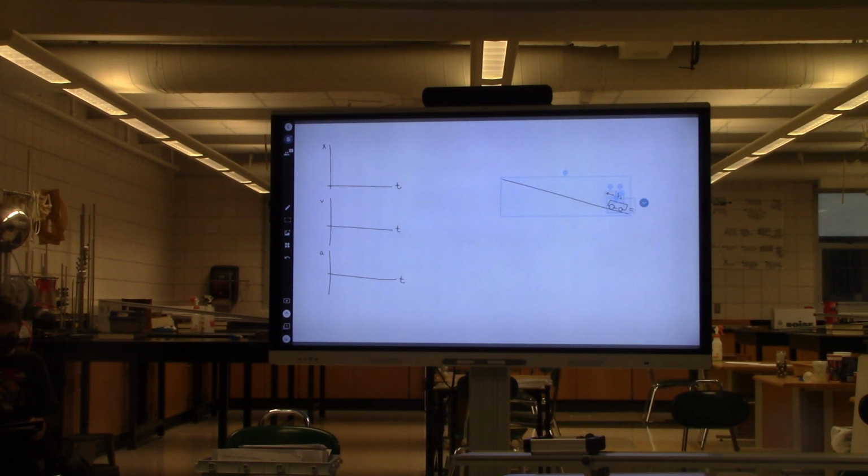All right. Remember, the far left side of the ramp is 0 position. The far left side of the ramp is 0 position. No. The far left. The far left side of the ramp is 0. It's going backwards, so it's negative. So it's going like that.